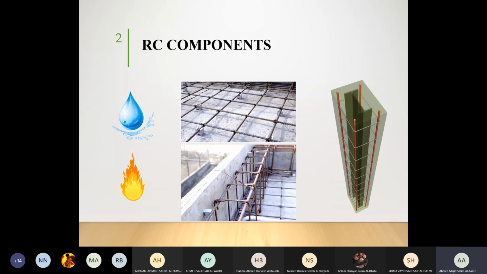So what happened in this scenario? Fire will not penetrate easily to the steel column going inside. Why? Because I have covered it with concrete. Okay, so this is what we call a composite structure. Composite means you are mixing two elements together, which are RCC and structural steel. Are we okay?